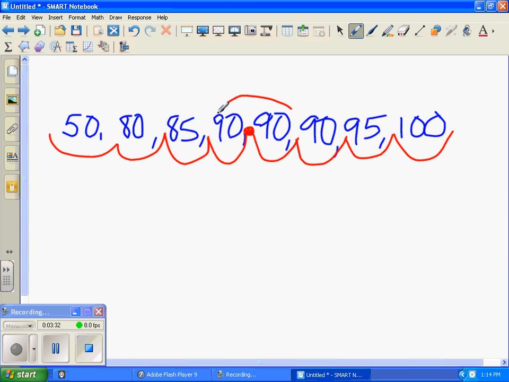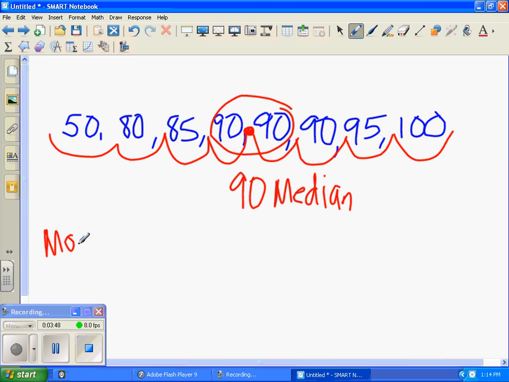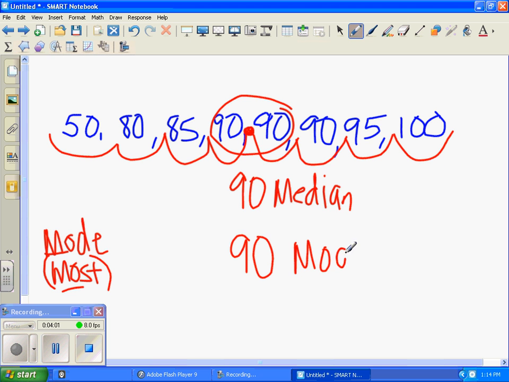But since they're the same, if I were to add 90 plus 90, I would get 180 divided by 2. Well, it's 90. Okay, so remember, if they're the same 2 middle numbers, then your median gets to be that number. So median. Now we've got to do mode. Mode is the one that occurs the most. Okay, so think mode, most. And the score that we had the most of was 90. So that's also our mode.